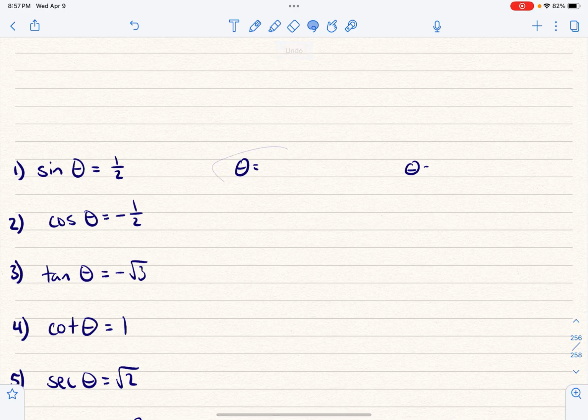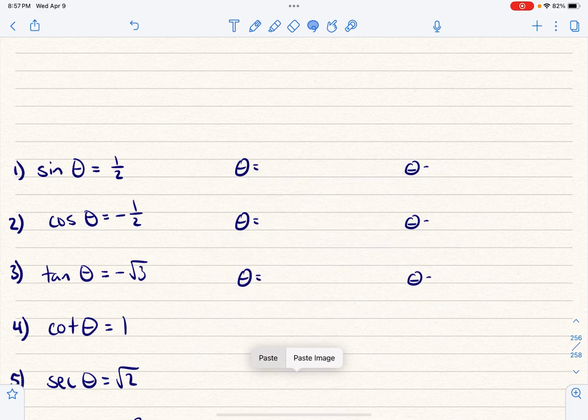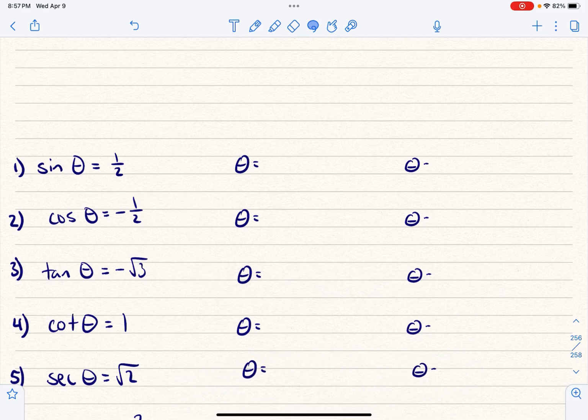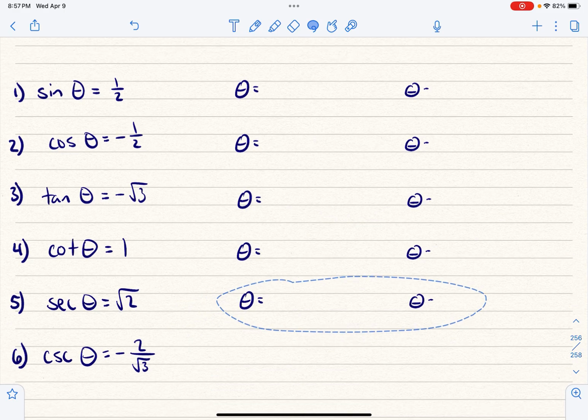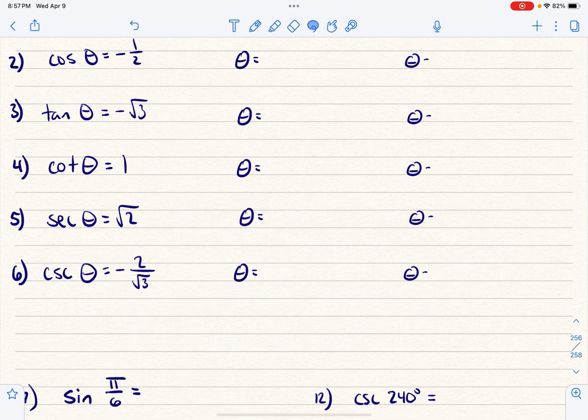With those, what you were supposed to do is write what theta equals in degrees between 0 and 360, and in radians between 0 and 2 pi. All right, looks like I missed a couple dashes on that, but that's all right. And so that was your job: to tell me what theta is in both degrees and in radians.